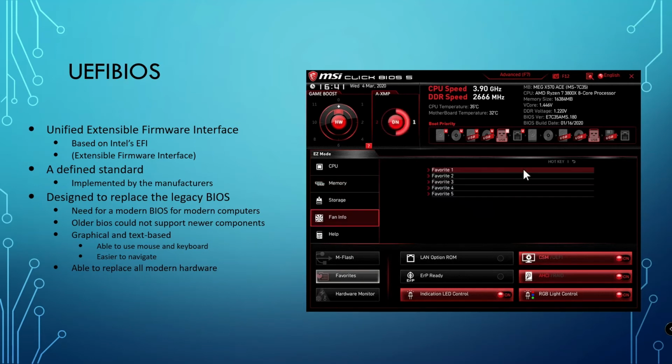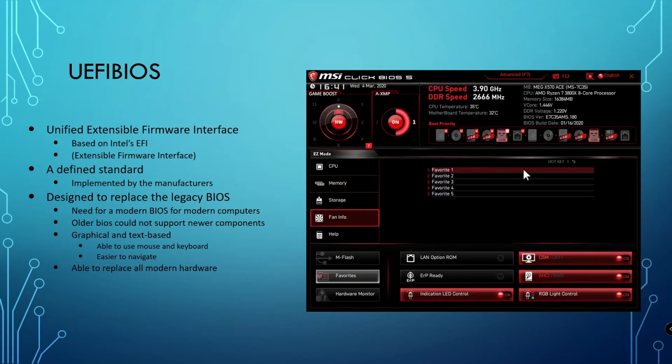It was designed to replace the BIOS, a need for a modern BIOS for modern computers, and the older BIOS could not support newer components. So there was a real need about 12 years ago to move over to the UEFI BIOS.